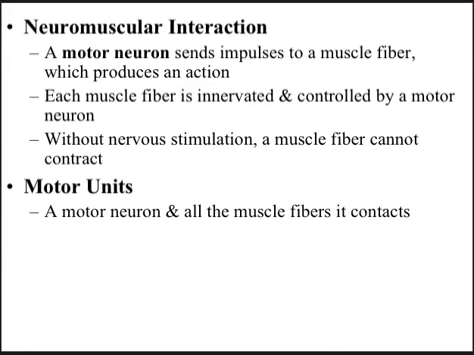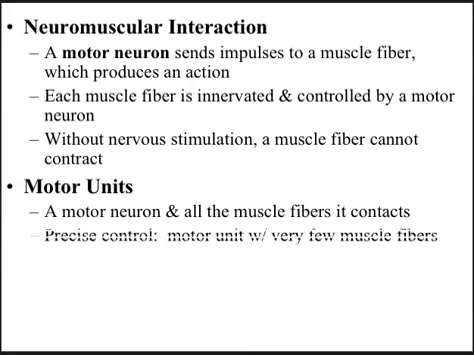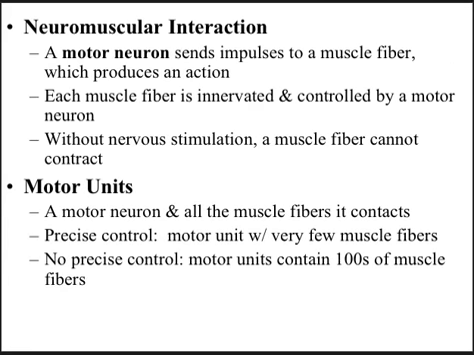Motor units are essentially defined as a motor neuron and all the muscle fibers that it comes into contact with. This is under very precise control. There's a motor unit with very few muscle fibers for muscles that have to perform very delicate, finely controlled movement. In larger muscles where gross movements are all that's required, motor units can come into contact with hundreds of muscle fibers at one time in order to generate movement.